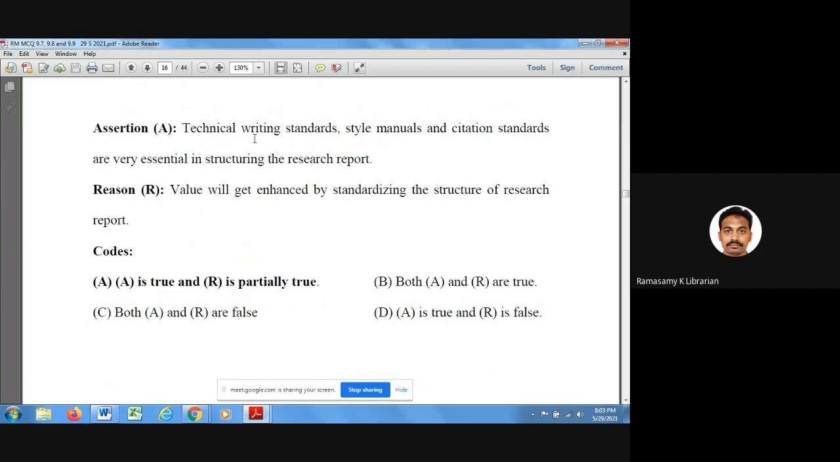Then, technical writing standards, style manuals and citation standards are very essential in structuring the research report. Very much correct. If you are very pukka in any one citation style and style manual, you can structure your research output in a beautiful manner. Value will get enhanced by standardizing the structure of the research report. This can be only partially true, because structuring of the report is one side, but actually the real content you have in your research paper will improve and enhance the value of your research. So A is true and R is partially true.